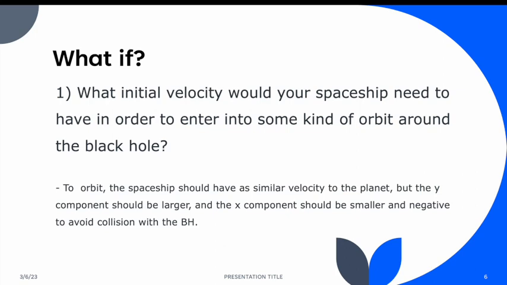So now, what initial velocity will your spaceship need to have in order to enter some kind of orbit around the black hole? To do this, I thought that to orbit, the spaceship should have a similar velocity to the planet, but the y component should be larger and the x component should be smaller and negative as well, to avoid collision with the black hole, similar to the code we ran earlier. But honestly, I wasn't able to do this, but this was my best try. I don't think there were many sources of error in this experiment, and thank you very much for your attention.